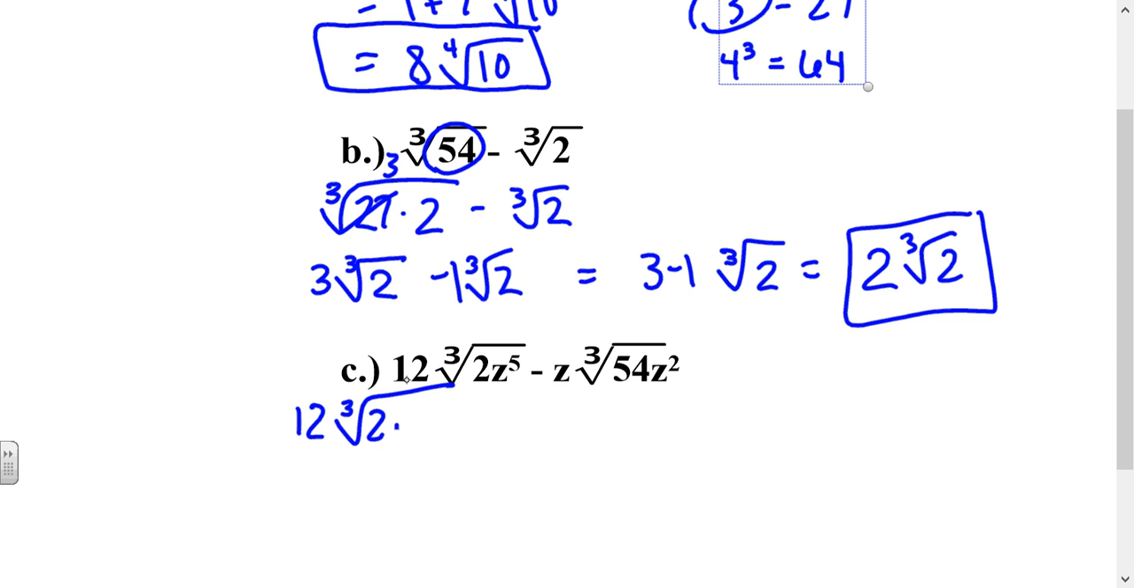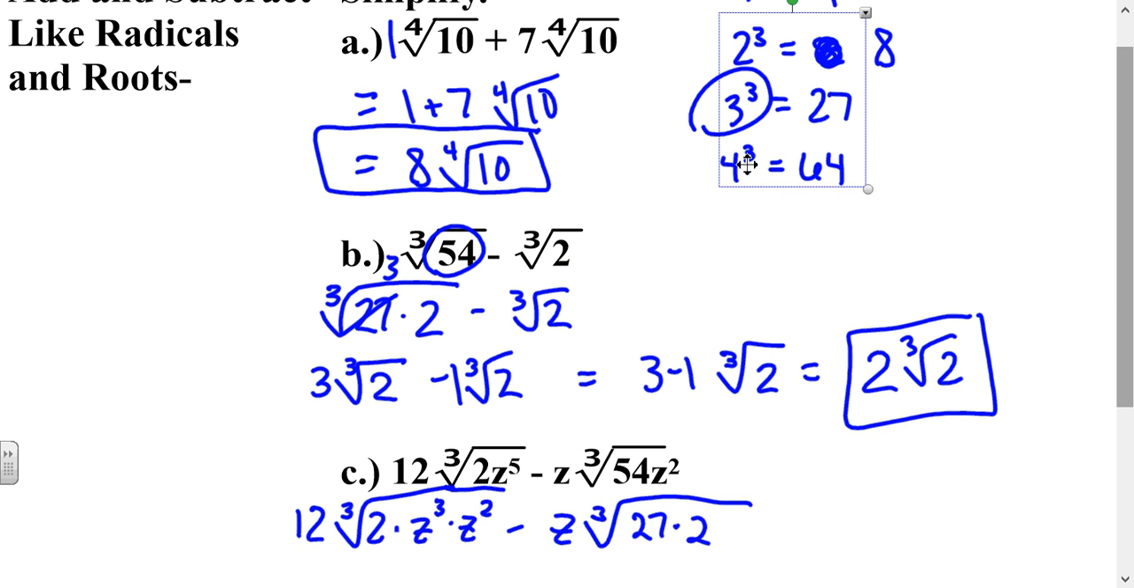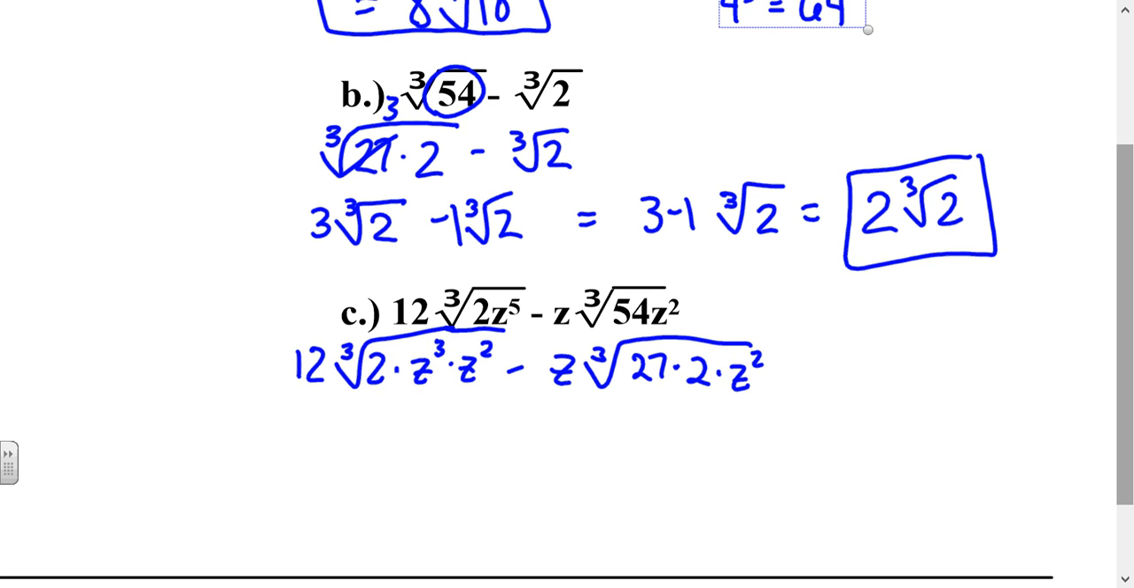So 2 times, and then what number that's less than 5 is divisible by 3? So 3 is divisible by 3, so I want to break this down into z to the 3rd power times z squared, because 3 plus 2 equals 5. So I have all of my z's accounted for. Okay, then on the second one, I can break down the 54. It divides by 27, so that would be 27 times 2. I use my list of perfect cubes. And then I can't break down the z squared because it's less than 3, so there's nothing I can do with that. So now I'm going to simplify.